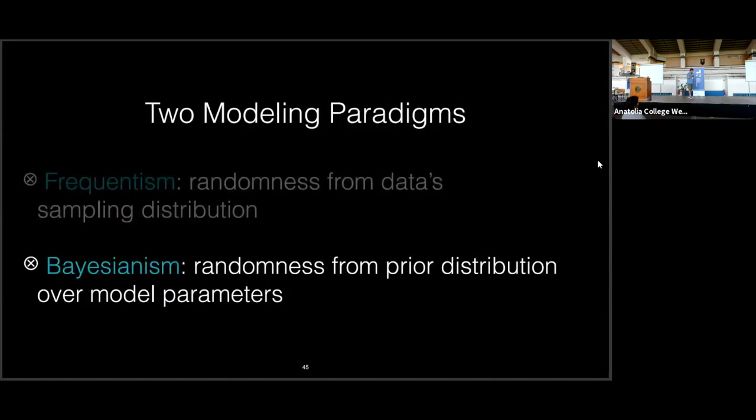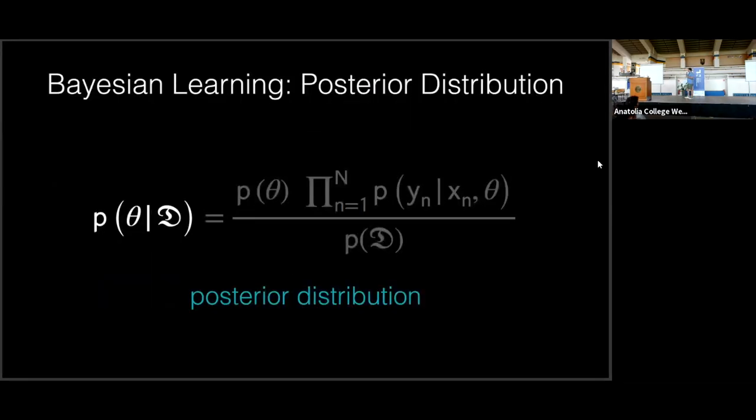Okay, so then there's another paradigm called Bayesianism. And Bayesianism assumes the randomness comes from the prior distribution over parameters. I assume you've seen some Bayesian learning earlier this week when you saw VAEs, for instance, but I'll go over it very quickly.